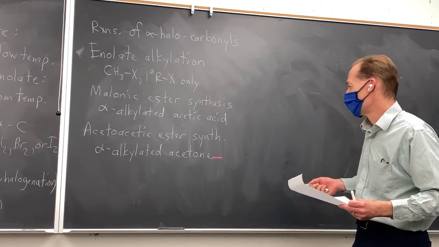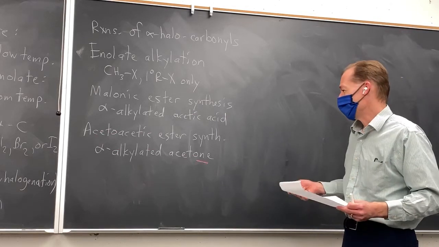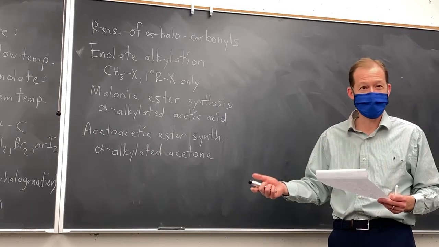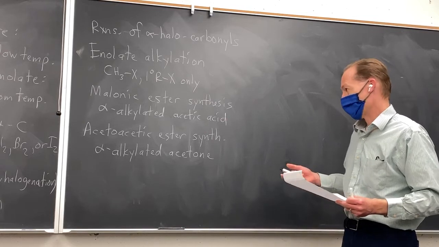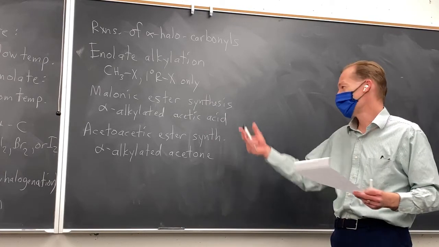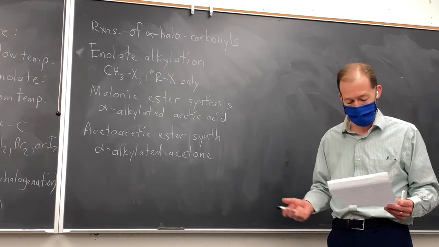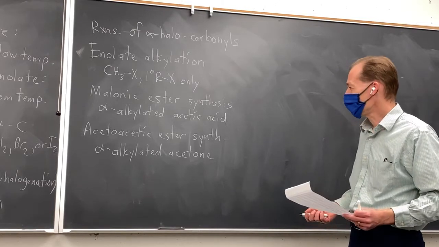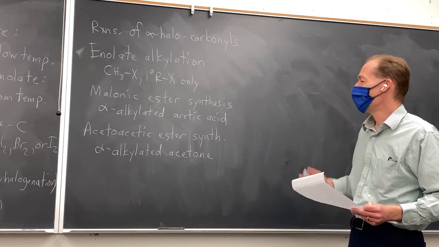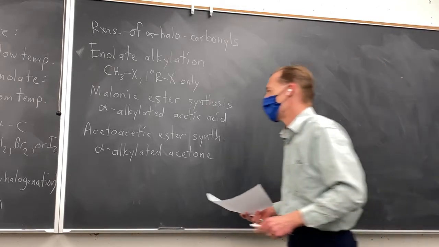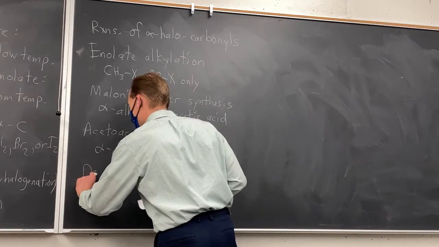And I've given you the clues right here. If you're making a ketone, you'd be using acetoacetic ester. If you're making a carboxylic acid or one of its derivatives, then you would want to use the malonic ester synthesis. And remember, one of the components of these syntheses is the decarboxylation reaction.